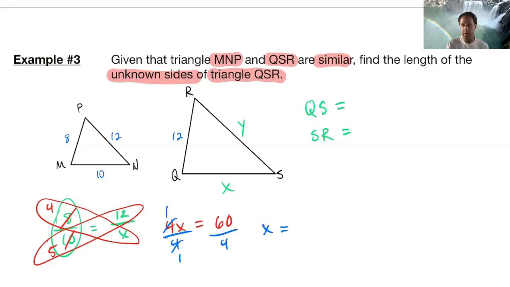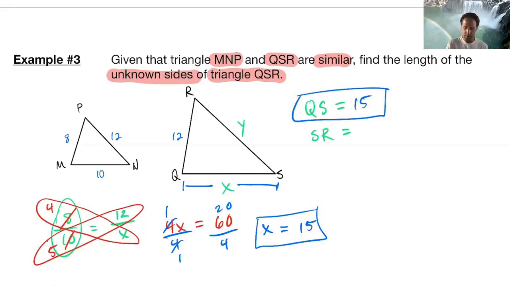And then 4 goes into that. If you wanted to, you could divide by 2 twice. But 4 goes into 6 once with 2 left over. Bring down the 0 and then 5. So we just found that length QS, which we called X to make it simple, is a length of 15.